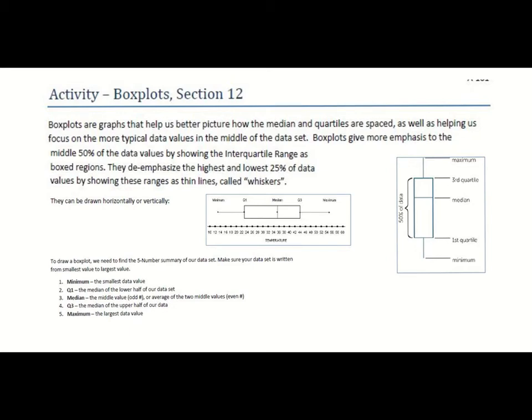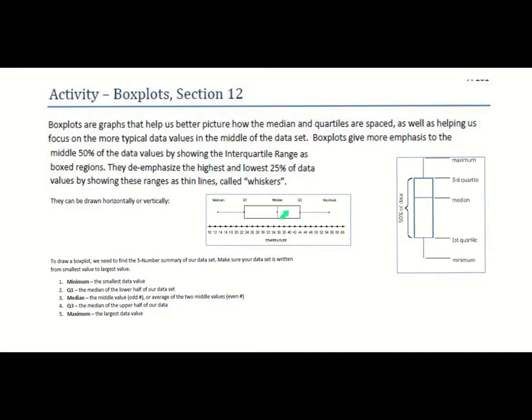All right, Unit 2, Section 12 is box plots. So box plots are graphs that help us better picture how your median and your quartiles are spaced, as well as helping us focus on more typical data values in the middle of your data set. So they give us more emphasis on the middle 50% of your data.